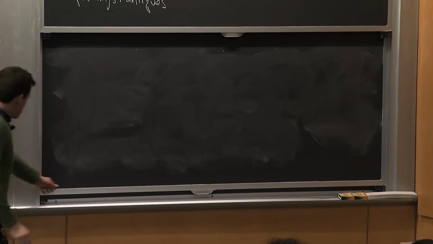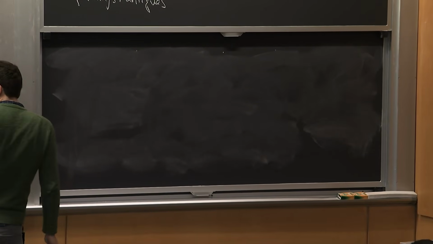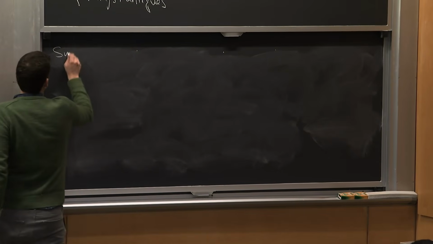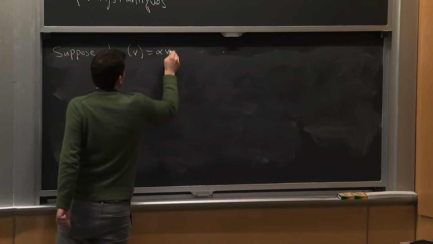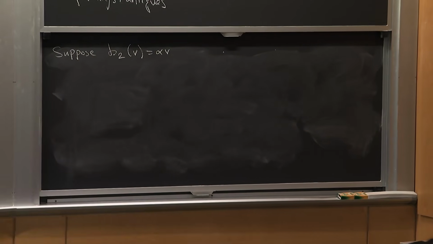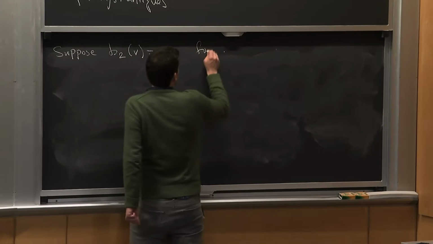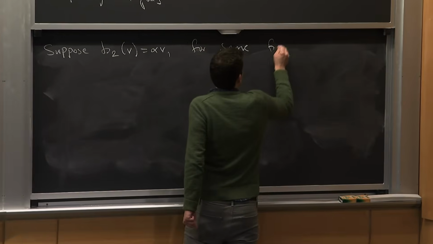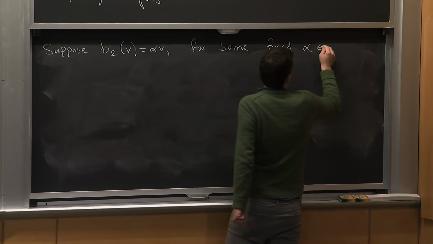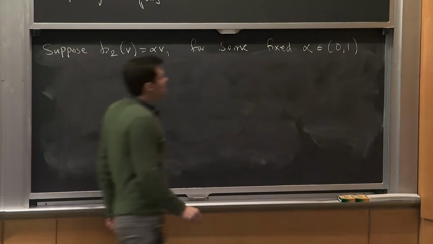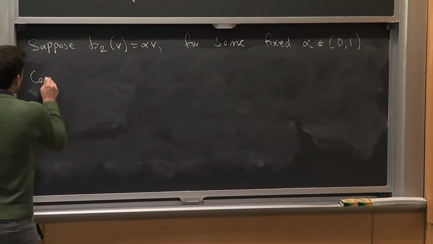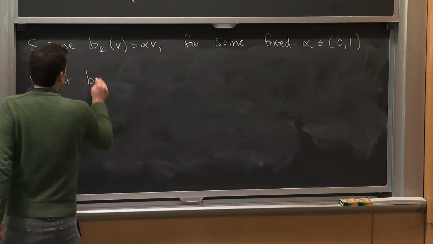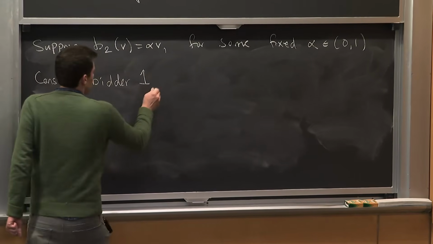So following our guess and check strategy, we're going to suppose B2 of V equals alpha V for some fixed alpha that we're going to try to solve for later. So for an arbitrary alpha, maybe between 0 and 1. And now we want to consider bidder 1 with valuation V1.